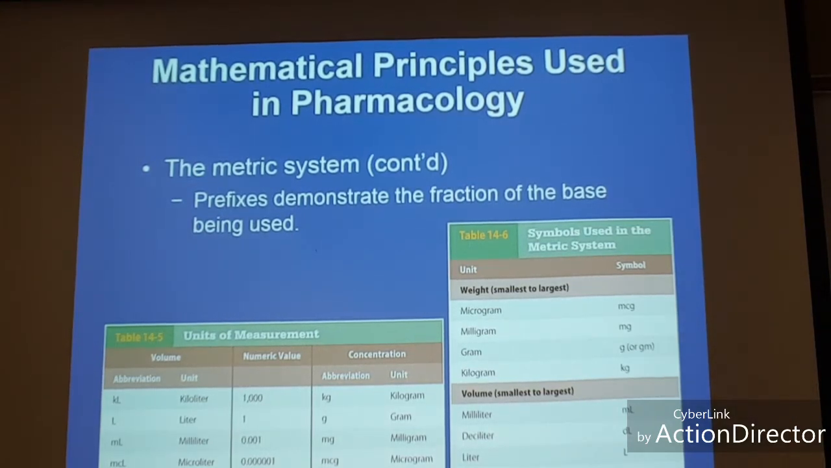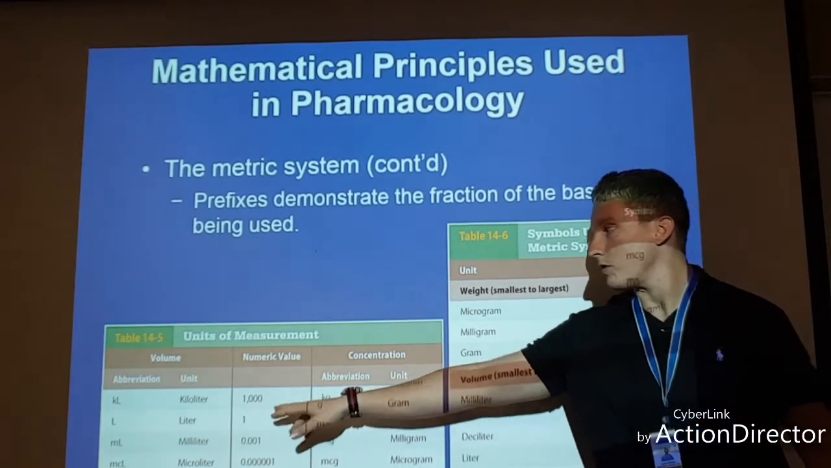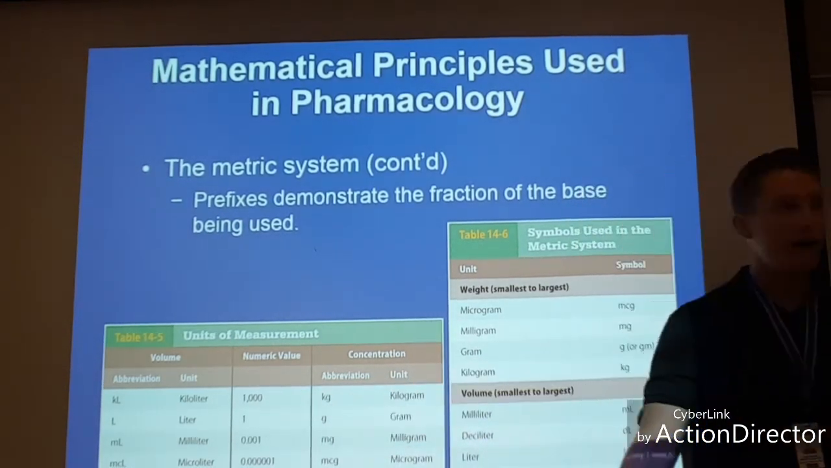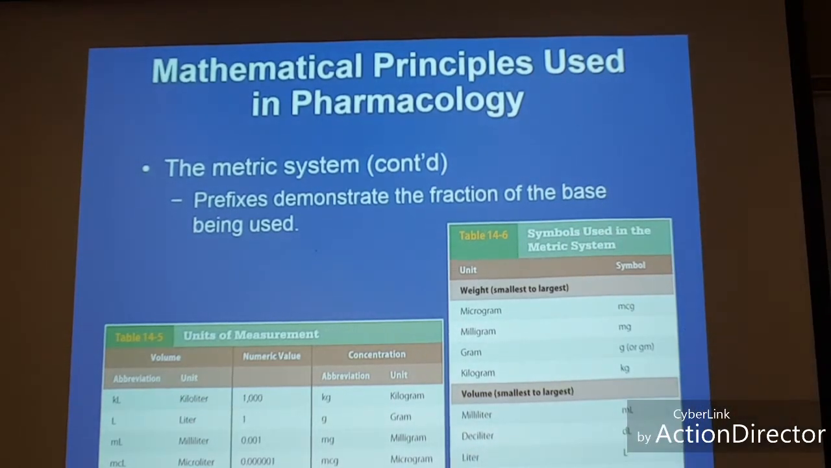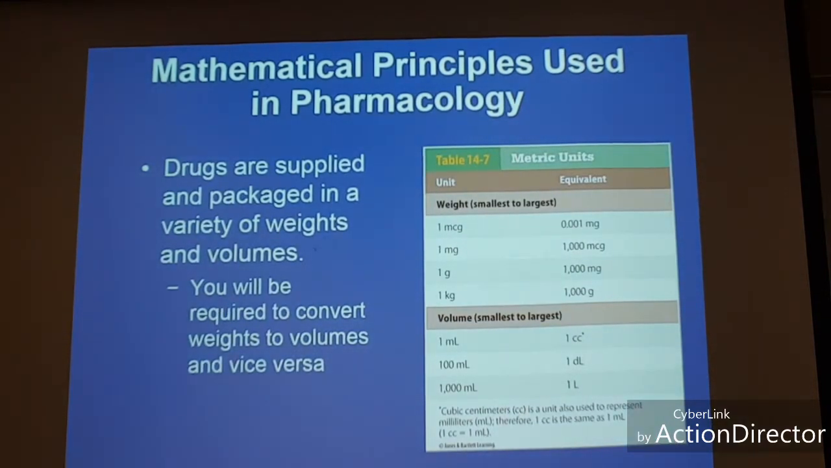So I'm going to make it simple. You can see here's how they change. One kilo is equal to a thousand of the single unit, right? A kilo meaning 1,000. And micro meaning 1,000 smaller than the unit, okay? That's what it kind of breaks down to over here.